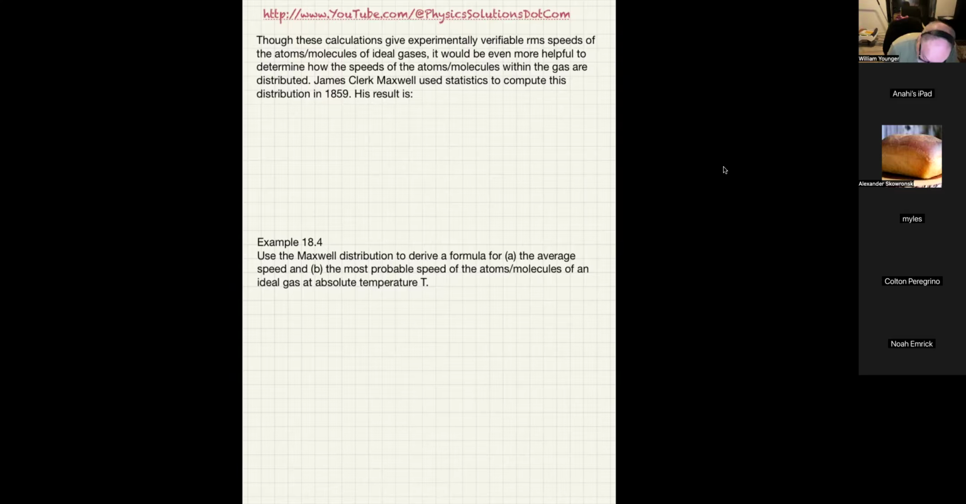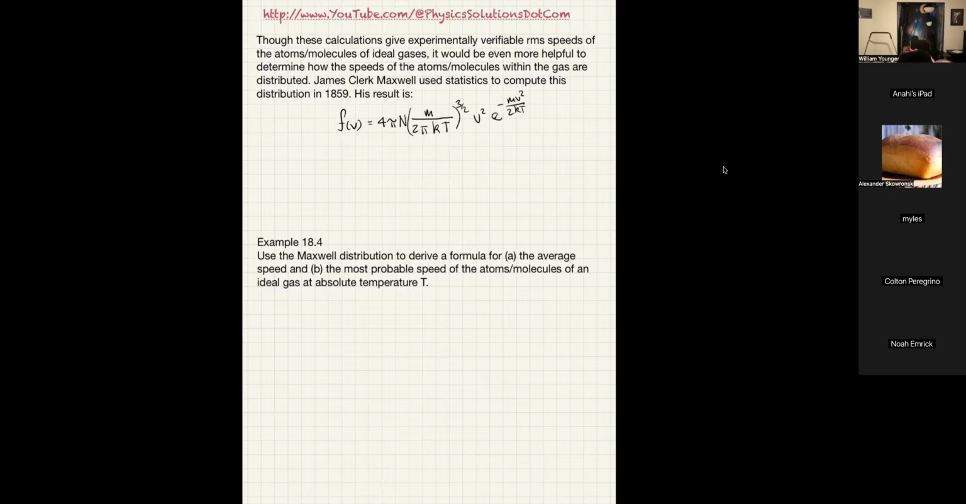His result was this. Basically, what he found was that f of v, which is a probability density, (I'm going to explain that in a second), turned out to be 4 times pi times n multiplied by the mass m of the individual molecule divided by 2 pi times k times T. And this whole quantity is raised to the 3/2 power, and then this is multiplied by the square of the velocity times e to the negative m v squared over 2kT.